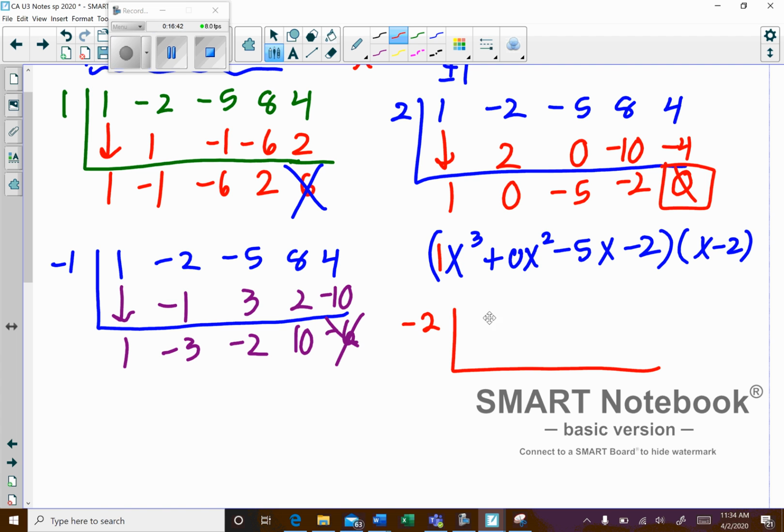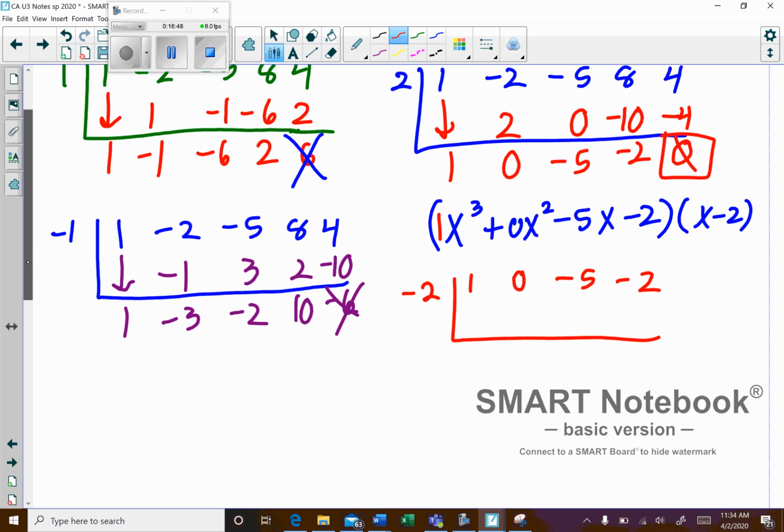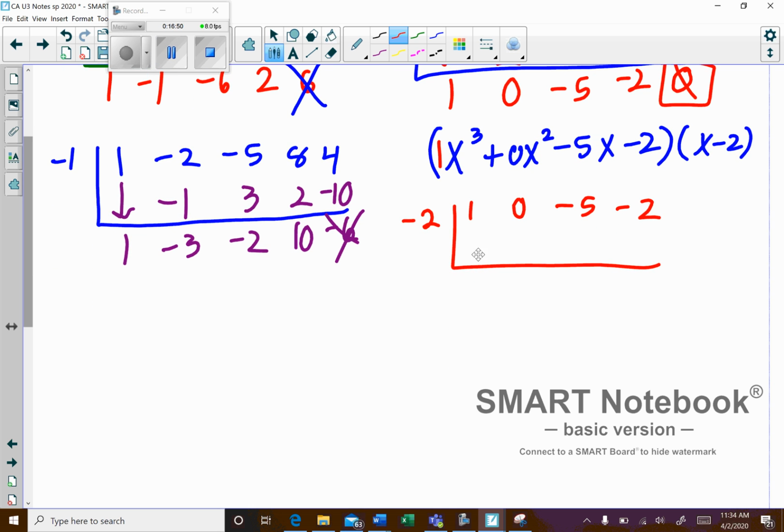So I'm going to grab the 1, 0, negative 5, and negative 2. And this should work for us. Let's see. Drop the 1. 1 times negative 2 is negative 2. Adds to negative 2, that gives us 4. That adds negative 1. Multiplies to a positive 2, adds to 0. So I got another one of my solutions.